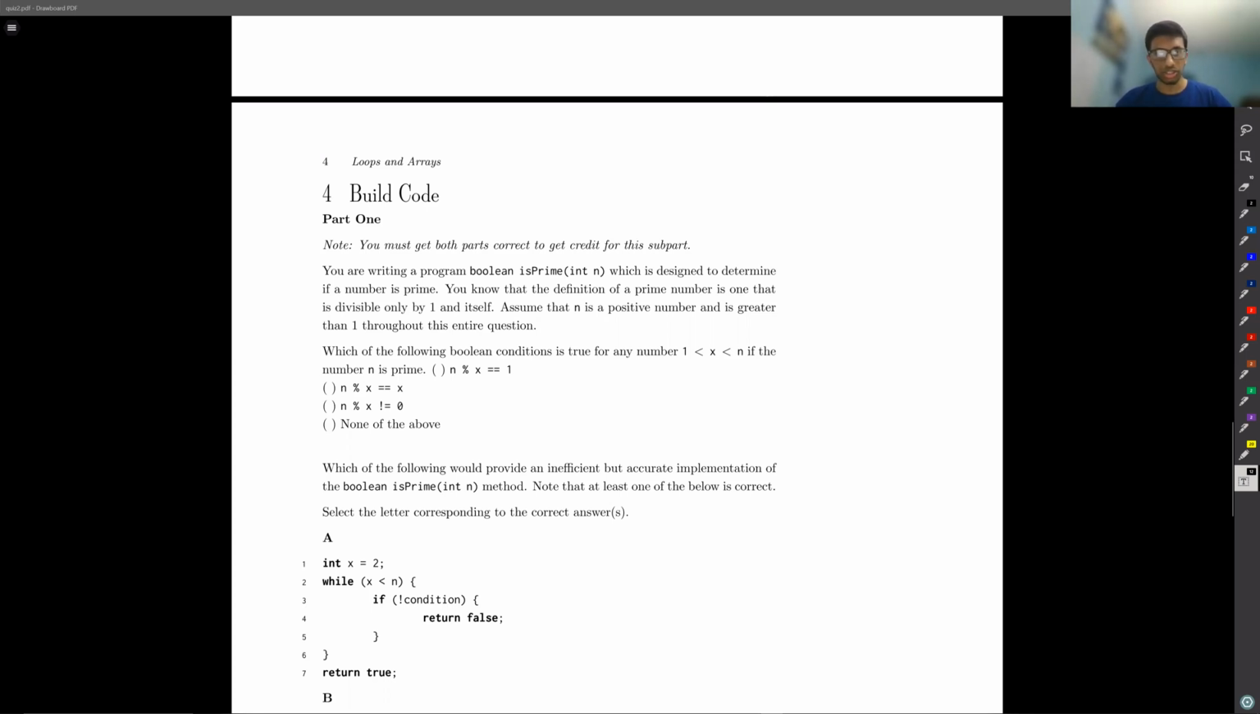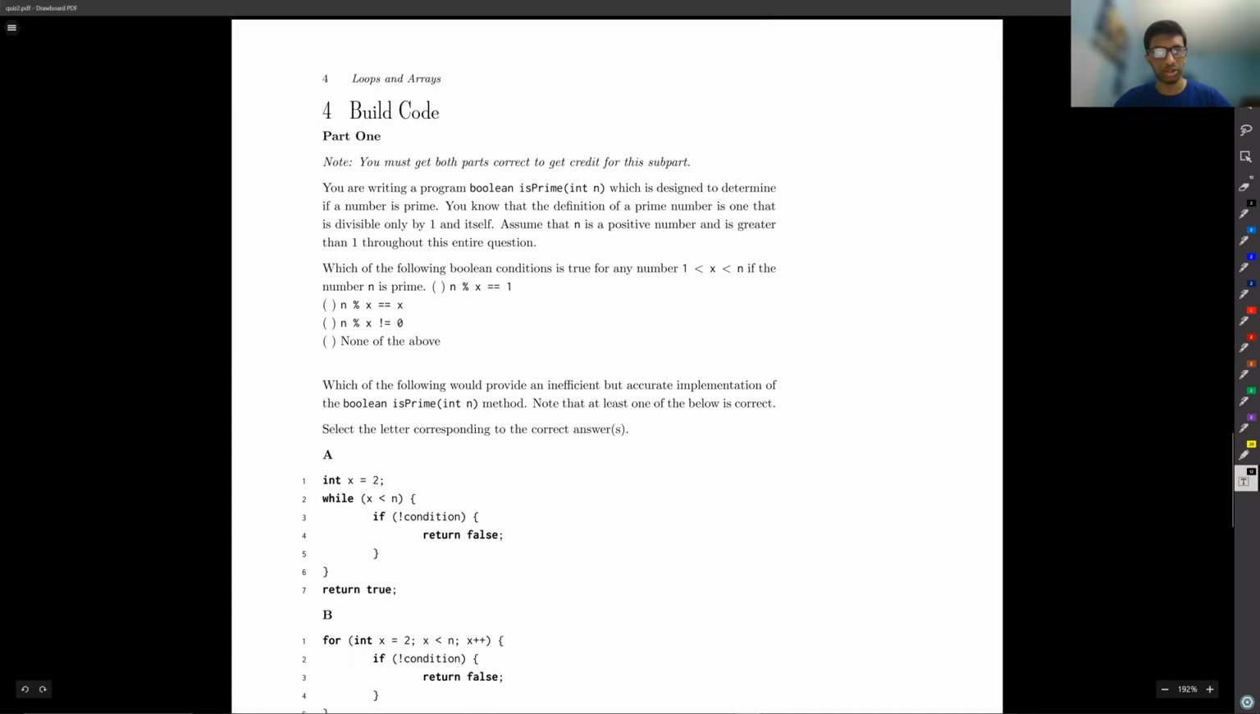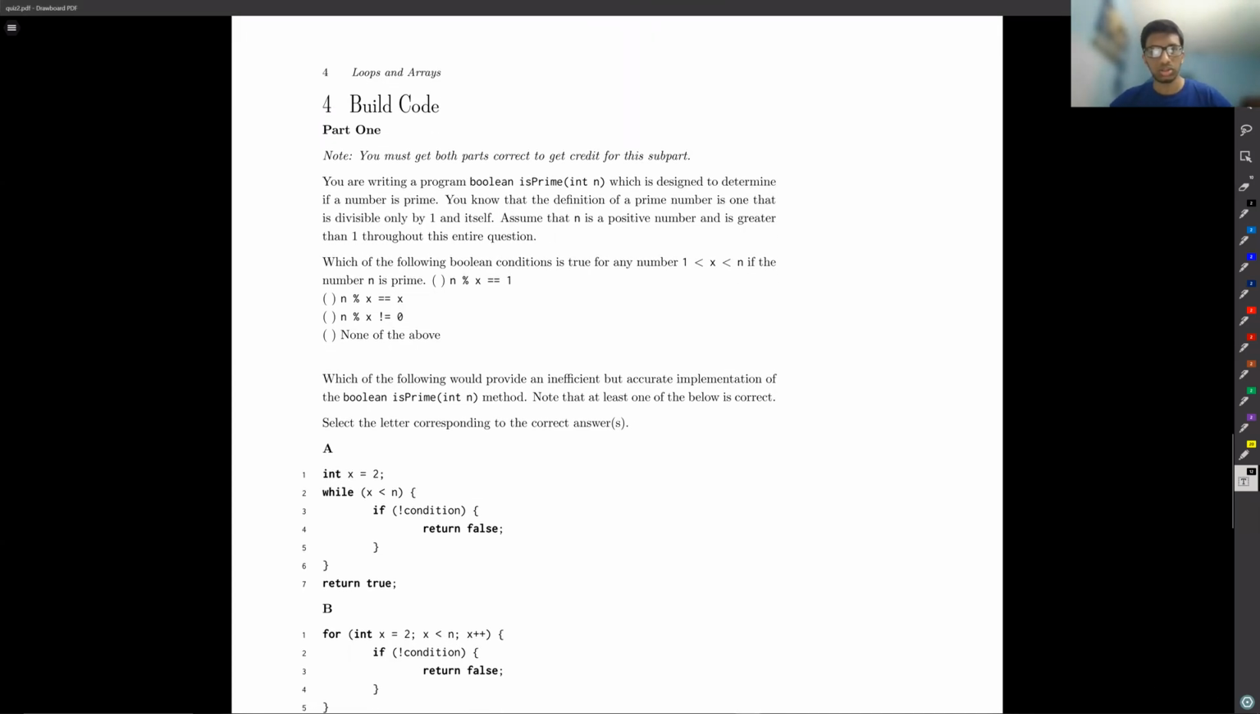So this very first question is asking about a program Boolean is prime, which is designed to determine if a number is prime. Gives us the definition, gives us a couple assumptions, okay. And now we are asked to determine which of the following Boolean conditions is true for any number of 1 is less than x is less than n. So basically x is between 1 and n if the number n is prime.